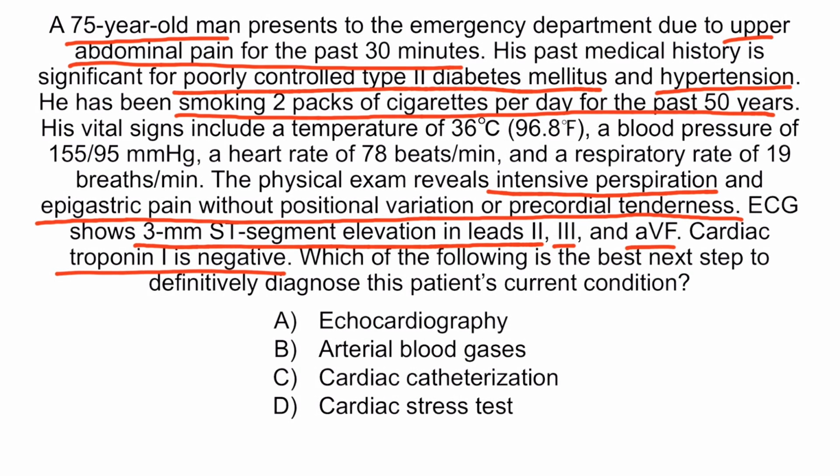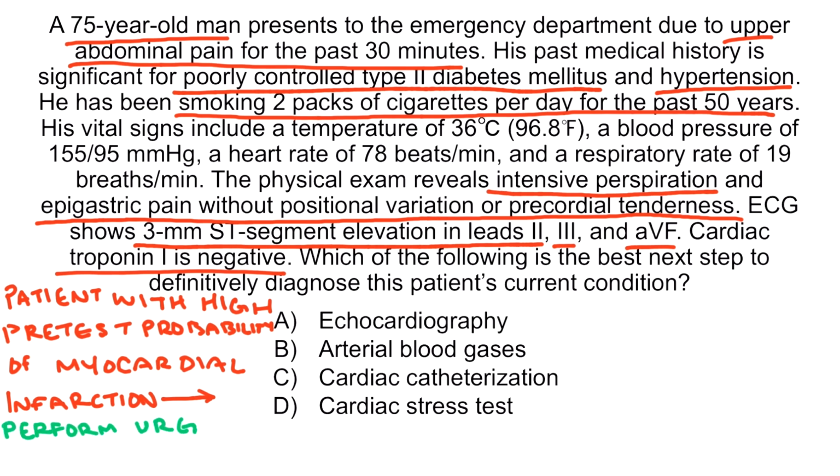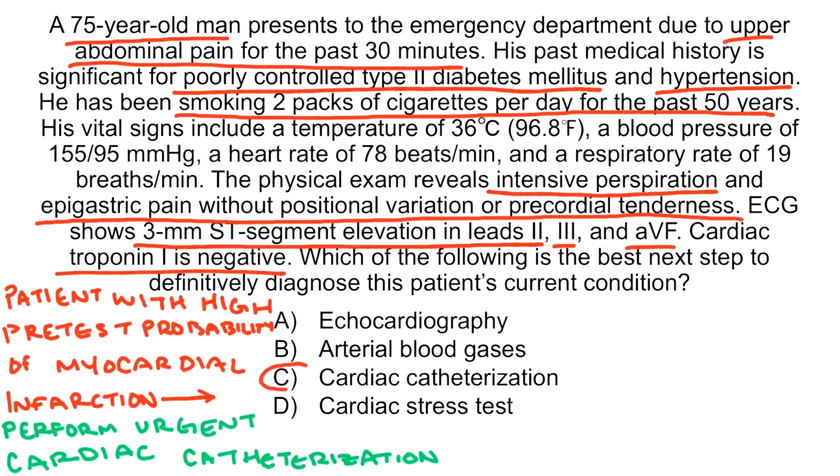It's worth noting that initially negative troponins should not make one exclude NSTEMI or STEMI because troponins take time to increase. Since the pretest probability of myocardial infarction is high in this patient, the best next step to definitively diagnose him is cardiac catheterization. In patients with myocardial infarction, the cardiac catheterization typically shows an acute occlusion of the coronary artery, along with regional wall motion abnormalities like myocardial stunning, so the correct answer is option C.